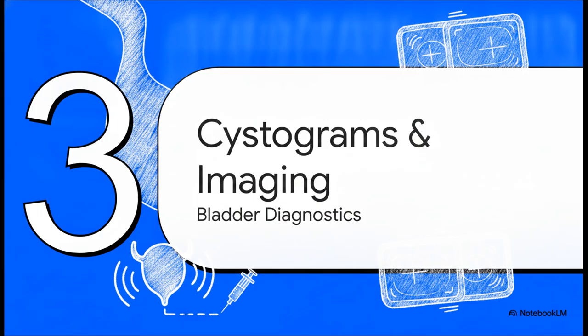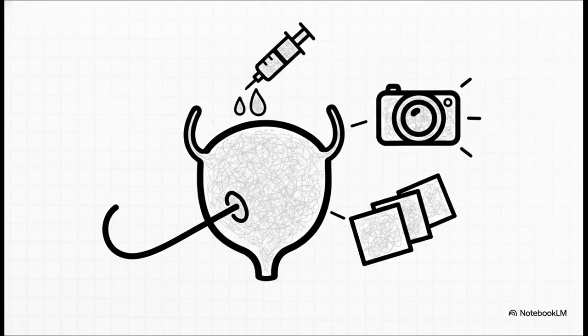All right, on to Section 3, Cystograms and Bladder Imaging. So a cystogram is essentially an imaging study of the bladder. But from a coding perspective, to capture all the work that's being done, we have to break it down into individual components.